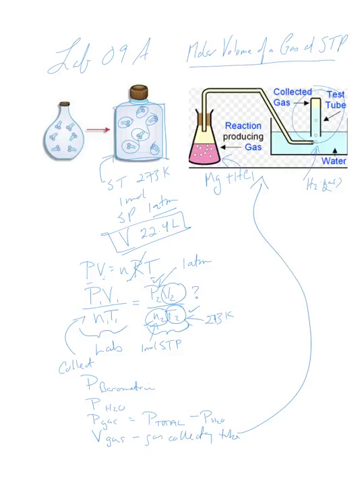Then we've got the moles of our gas that we have to get from our limiting reactant, and we have to do the stoichiometry of that. That gives us our moles of gas, our volume of gas, barometric pressure minus the water vapor pressure, and then our temperature of our gas from our thermometer. Once we know all of these variables, we can plug them in and solve for our molar volume of a gas.